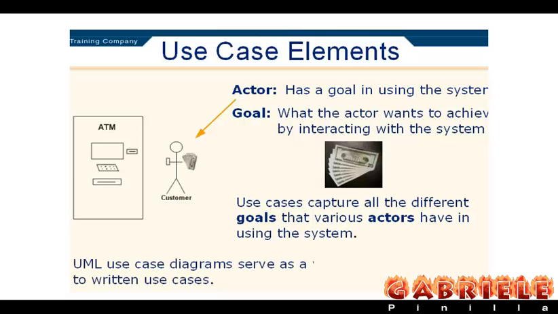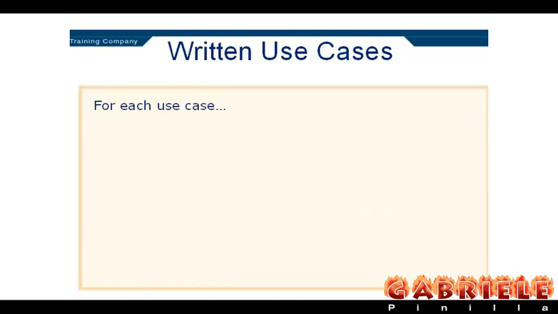So where does UML come in? Well, UML use case diagrams serve as a visual table of contents to those written use cases. And you'll see what I mean by that in just a minute. But first, let's talk about written use cases. Now, written use cases are really beyond the scope of what we're doing here because they don't involve UML and they really don't actually have a standard format that they follow. But just so you have an idea of what you're working with when you're drawing your use case diagram, we'll do a quick overview.